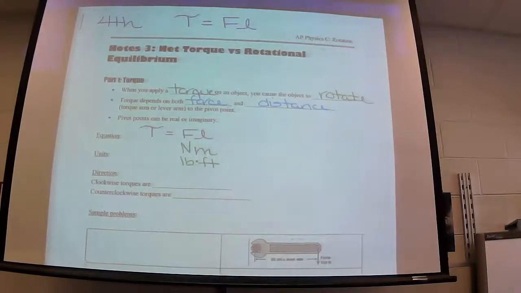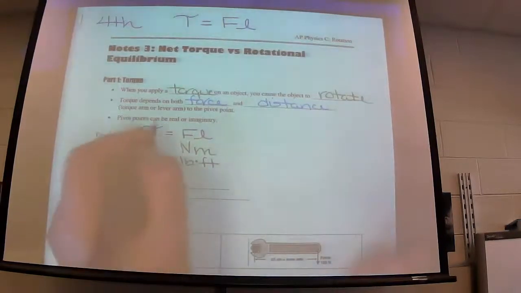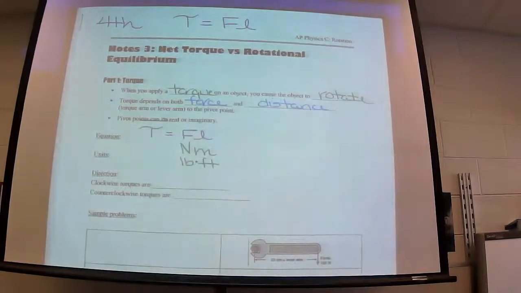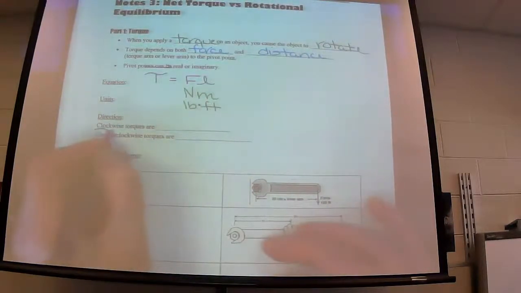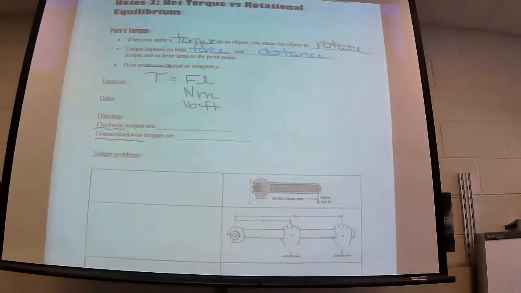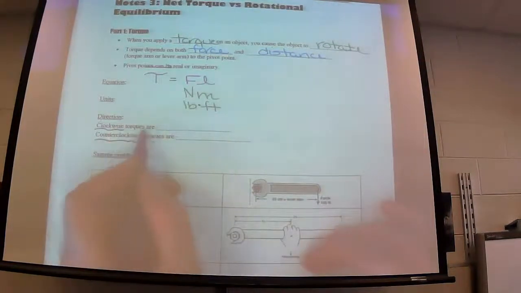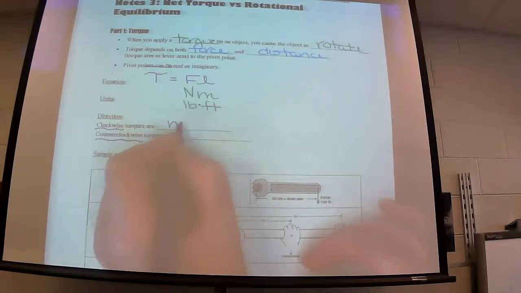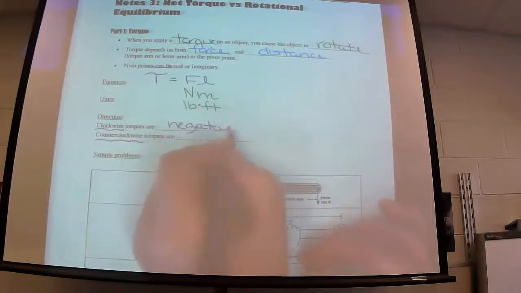All right, the next thing is if something is going to rotate, it needs a direction. So torque is really a vector, which means it has a direction. And the directions are clockwise or counterclockwise. But when we take into account more than one torque, then we have to know that clockwise torques are negative and counterclockwise torques are positive.